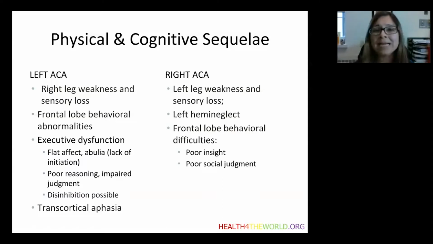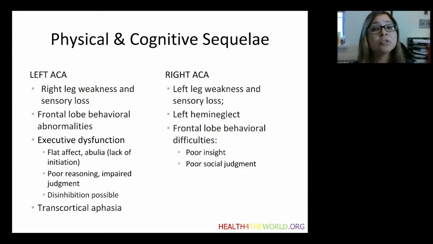We also might see what's called a transcortical aphasia, and I'll be talking about aphasia a little bit more extensively in a few slides from now. But just know that a transcortical aphasia is a language disturbance, which we might see in the left hemisphere or the language dominant hemisphere for most individuals.